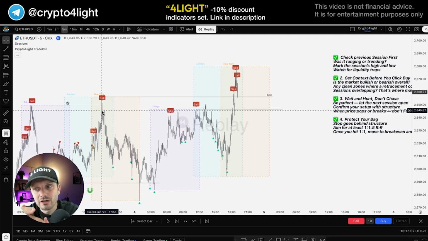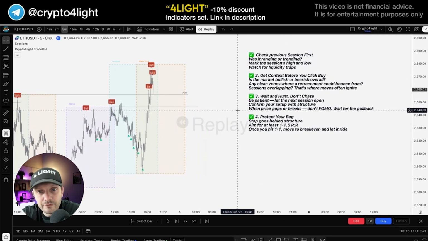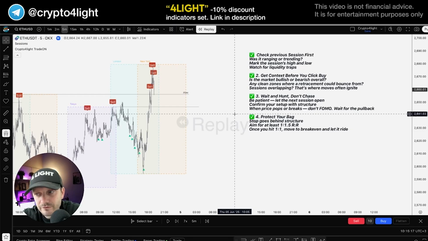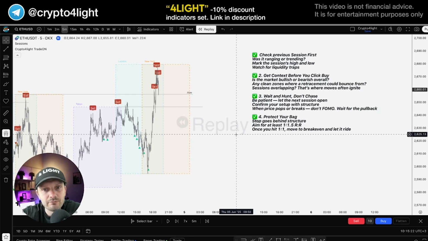Better skip when the price traded in the middle of the session range. It's just my personal experience, of course, guys. Confirm your setup with a structure. When price pops or breaks, don't FOMO, wait for the pullback. So don't chase the train. If you skip it once, protect your back.